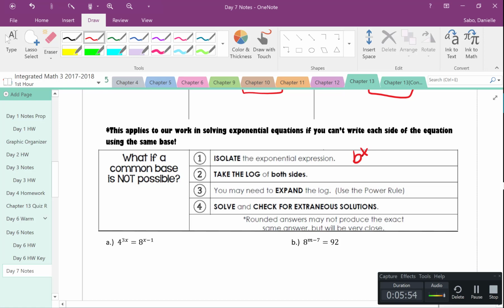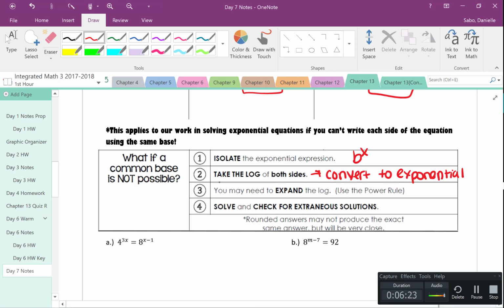Step two: take the log of both sides. That's the way I learned it in high school, take the log of both sides. However, I like the wording better. I'm just going to go off to the side and put convert to exponential. It's basically the same thing as taking the log of both sides. Okay. You cross that out and put that.